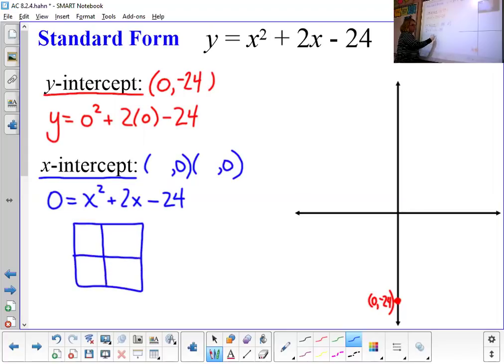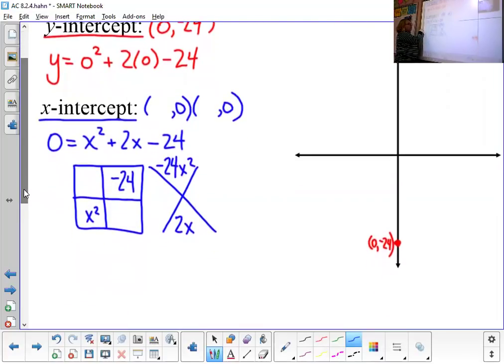I'm going to use an area model and a diamond. I put the x squared in the bottom left. The 2x goes in the bottom of my diamond. The negative 24 goes in the top right. I multiply these two to get the top of my diamond, negative 24x squared. So I'm looking for two numbers that multiply to a negative 24. That means one is positive and one is negative.